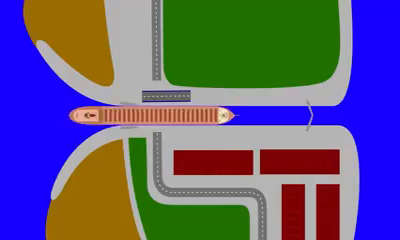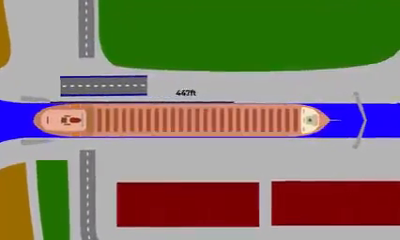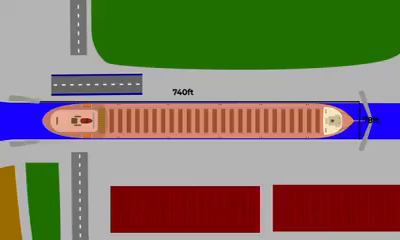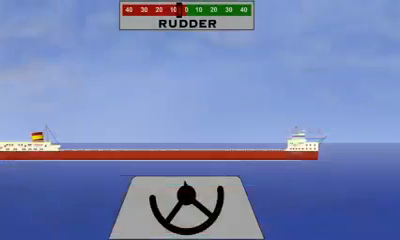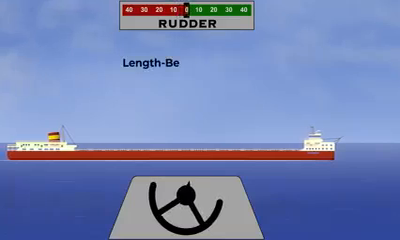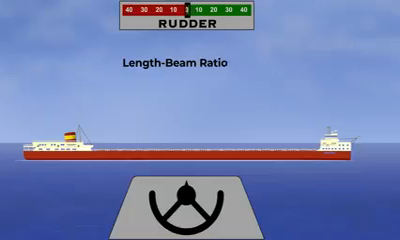Instead, they've been designed to be as large as possible, yet still fit within the locks on the St. Lawrence River. They're limited to 740 feet in length by 78 foot beam and 26.5 foot draft. That's about 225 by 24 by 8 metres, otherwise known as Seaway Max. Confusingly though, despite their extremely high length to beam ratio, 225 divided by 24 is 9.4. These are not directionally stable vessels.